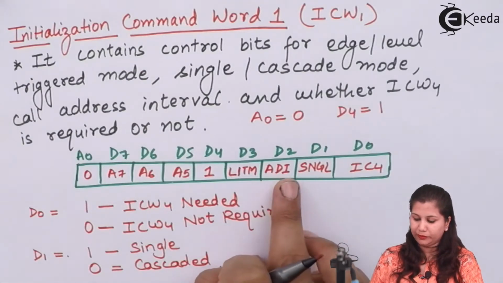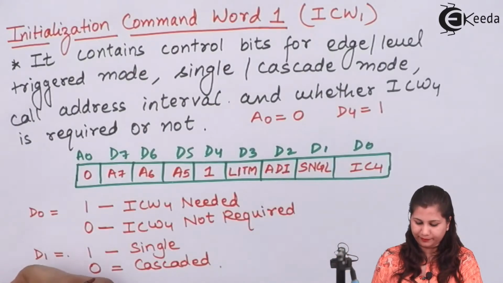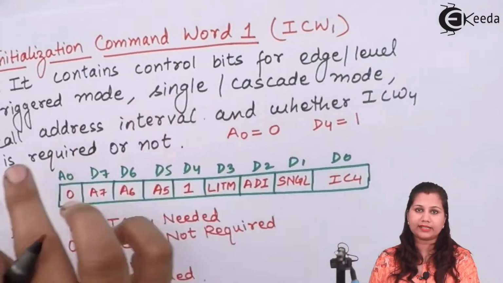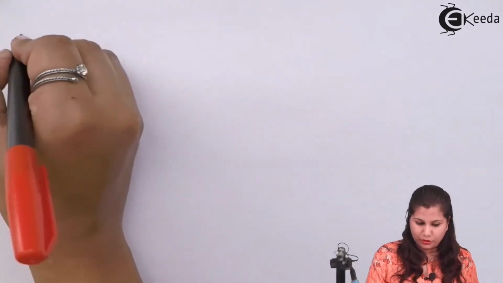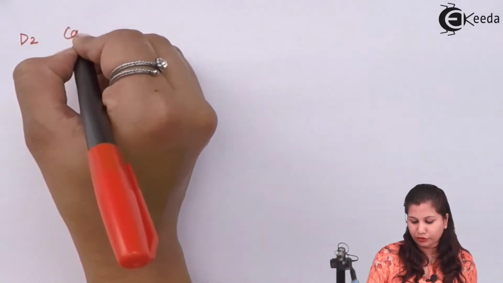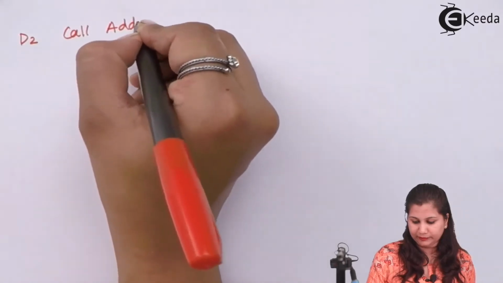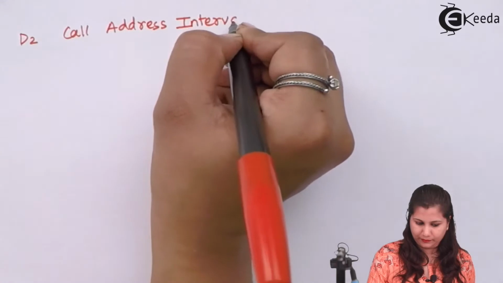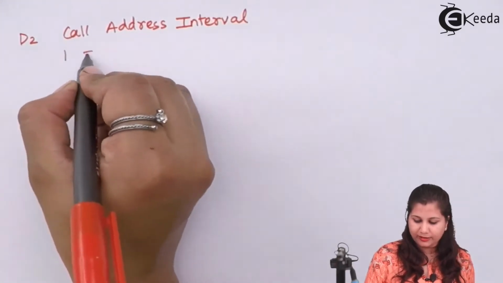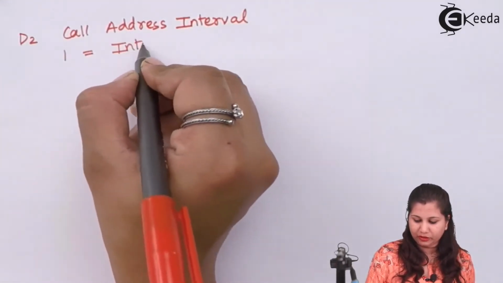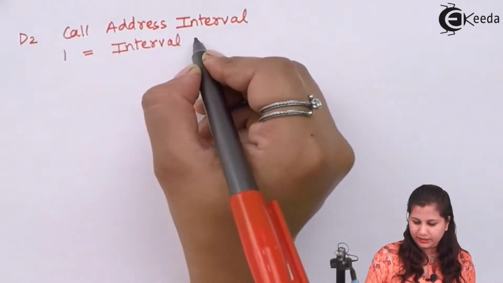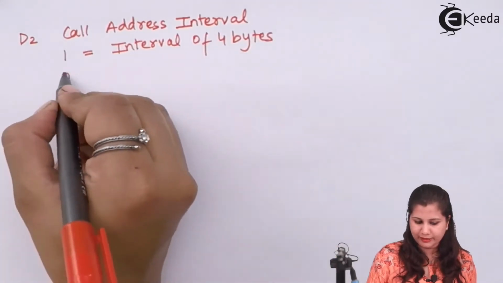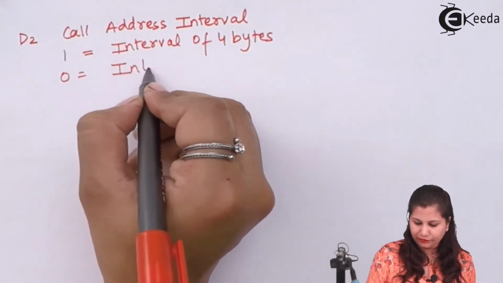Then we have the D2 bit, which is ADI, and this bit controls the call address interval. So the D2 bit is for the call address interval. If it is 1, then the interval between the call addresses is 4 bytes. And if it is 0, then the interval is 8 bytes.